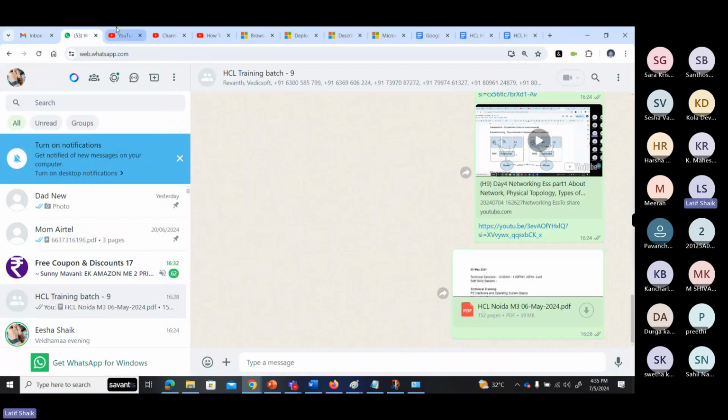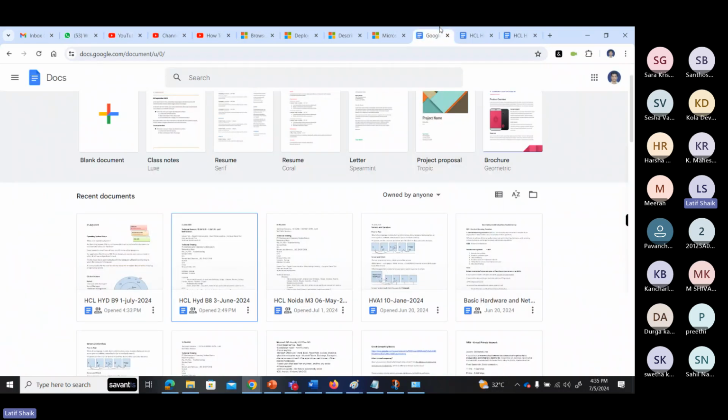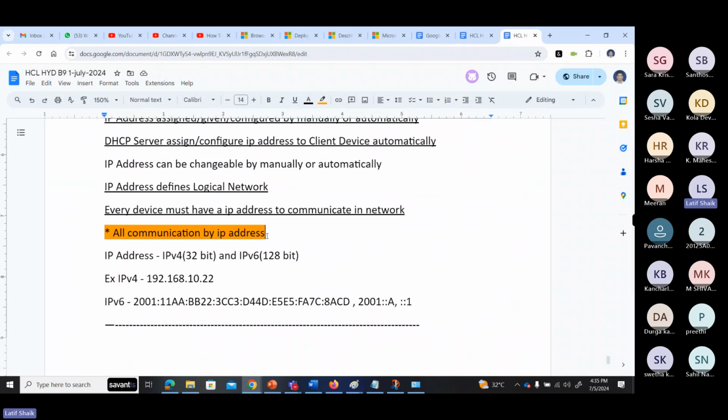And this is web.whatsapp.com, docs.google.com, learn.microsoft.com. All are names only. But why I said all communications are by IP address? Your system will get the IP address of those servers from the DNS server. So actually you are communicating with an IP address only, but you cannot remember all the IP addresses of the different servers. So what you will do, you will ask the DNS server for an IP address. But important is, all communications are by IP address.